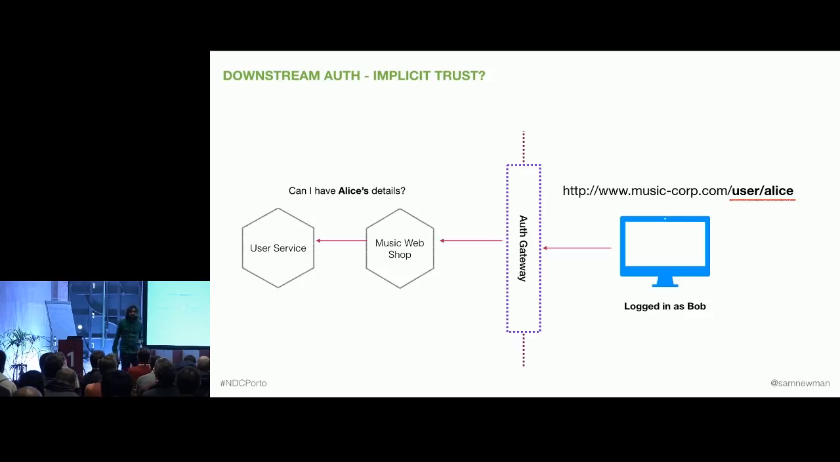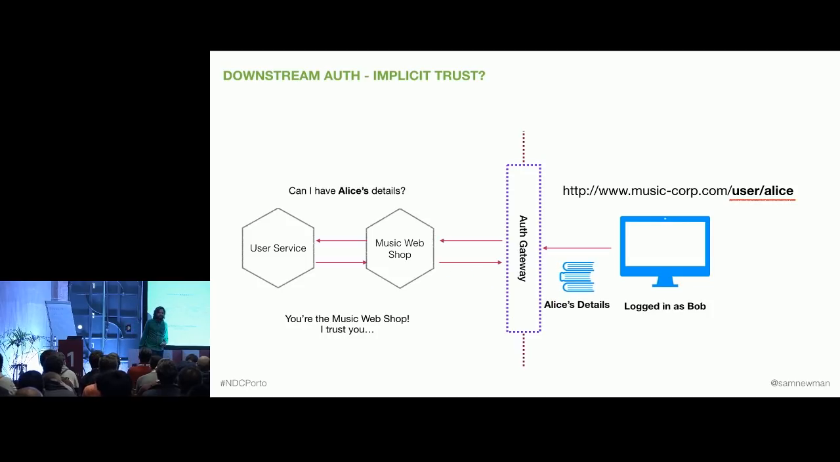Can I have Alice's details? I'm being asked for Alice's details. And the user service goes, well, of course you can, because you're the web shop. I trust you. You wouldn't do anything you're not supposed to do, would you? We went to school together. We grew up together. Right. So back comes Alice's details, and now Bob has basically accessed Alice's details. Effectively, what we've done is we've tricked an intermediary party into asking for things it shouldn't be able to ask for. And the downstream service has just assumed that the upstream service is doing the right thing.